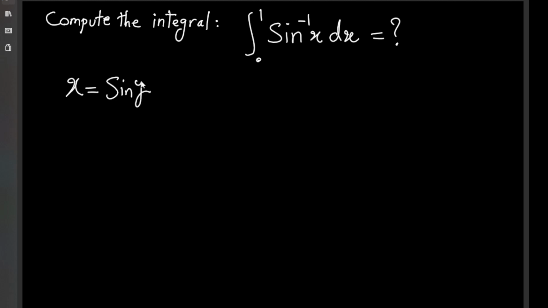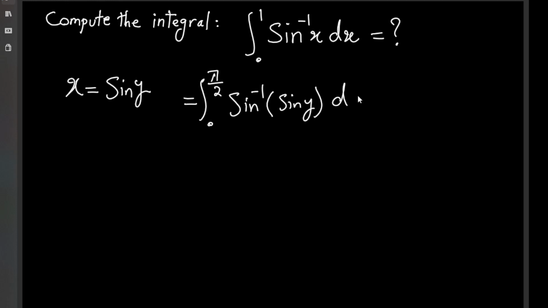y. Of course, we know that x is going from lower limit 0 to upper limit 1. Therefore, if that is the case, y effectively should go from lower limit 0 to upper limit pi over 2, because sine of pi over 2 becomes 1. So let's make that change of variable. Our integral becomes 0 to pi over 2, and then arcsine of, substituting x with the new variable, sine of y, and d of sine of y.